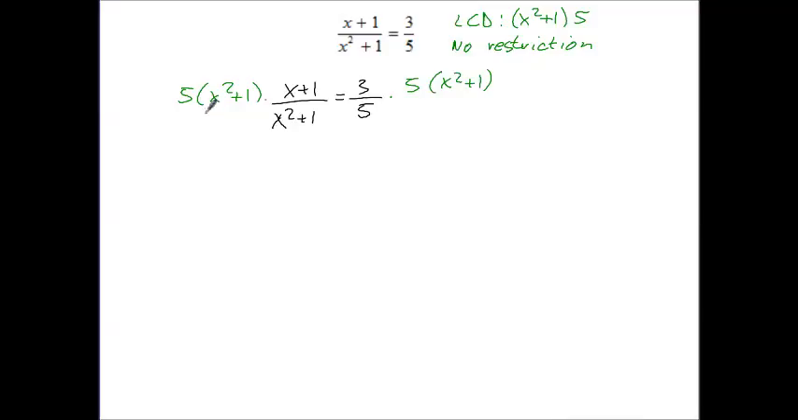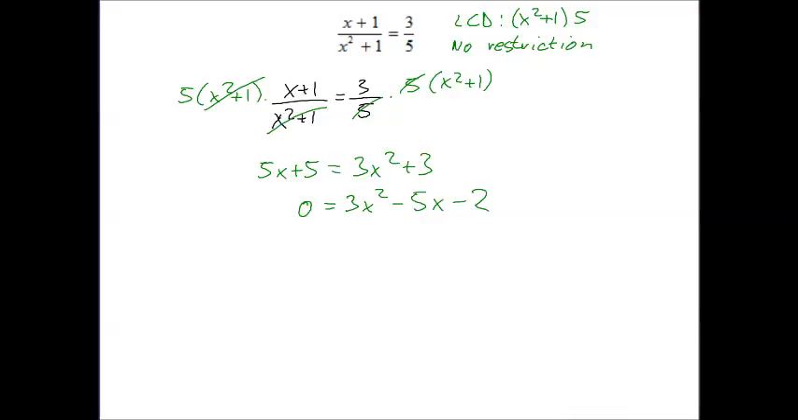Ta-da! And what can we simplify? X squared plus 1 can be simplified here on the left, and on the right, the 5 can be simplified. I'm going to write everything I have, and I'm already going to go ahead and distribute. So we get 5x plus 5 on the left, and on the right, we get 3x squared plus 3. And again, we have a quadratic equation, so let's move everything to the right this time. We get 0 is equal to 3x squared minus 5x minus 2.